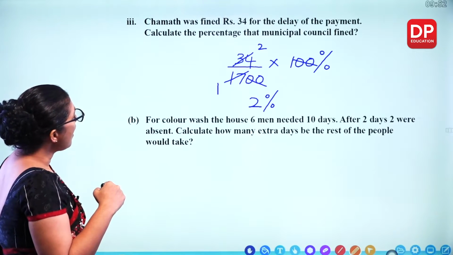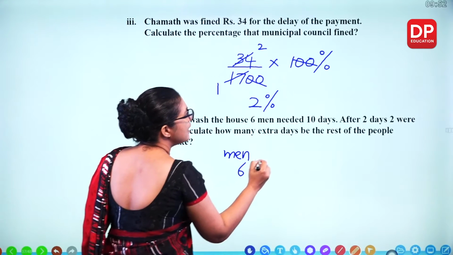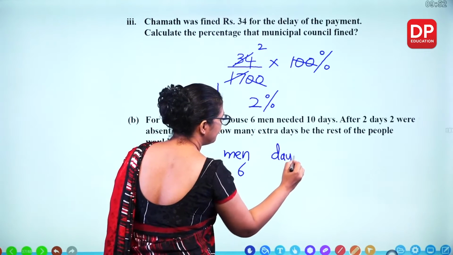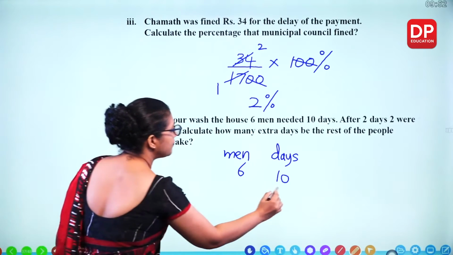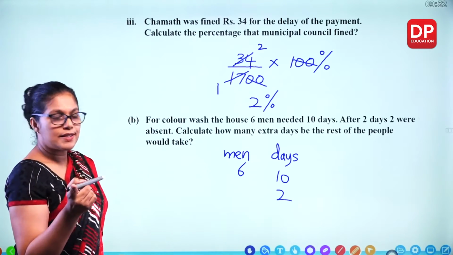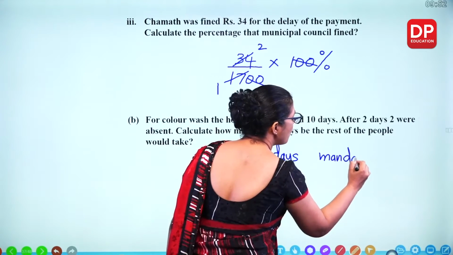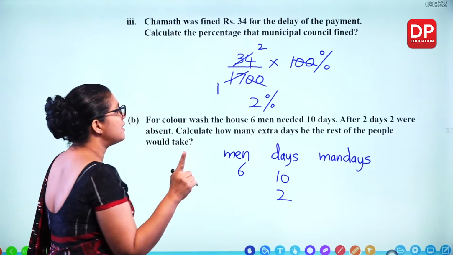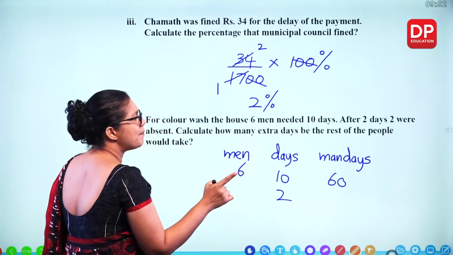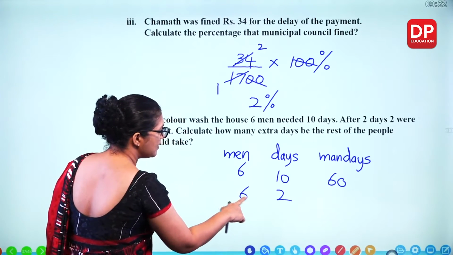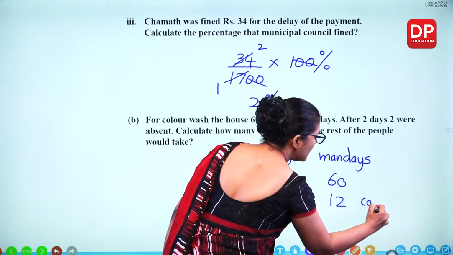Part B. To color wash the house, 6 men need 10 days. After 2 days, 2 were absent. So first we can find out the total amount of man days needed to complete the work. 6 times 10, 60. So 2 days already completed. So how many man days completed? 6 men, 2 days, 12. So completed 12.